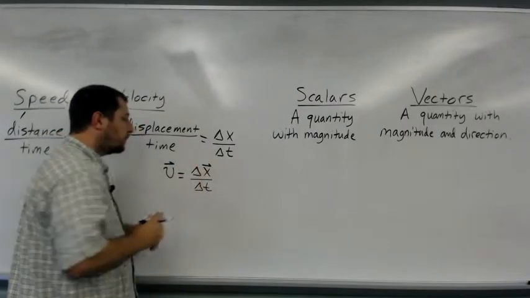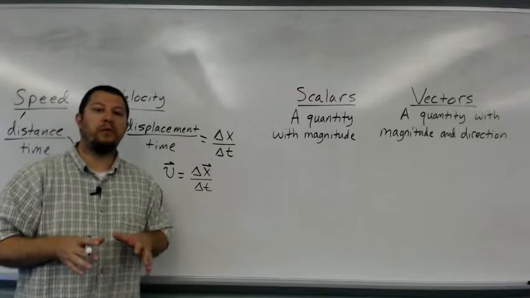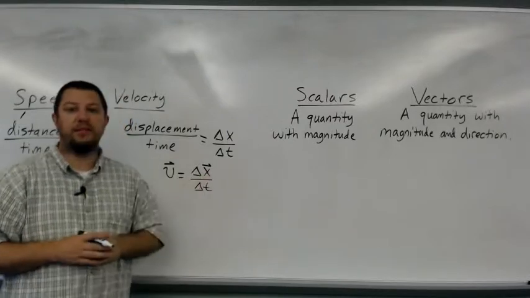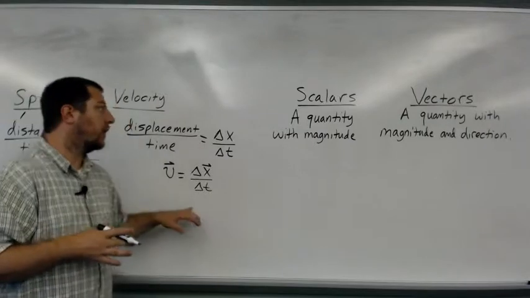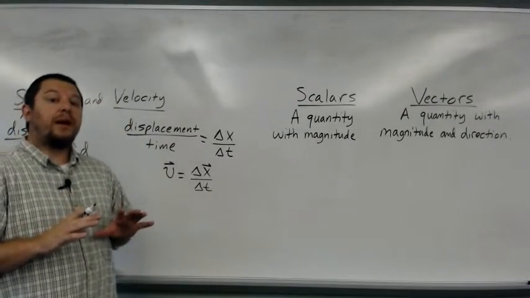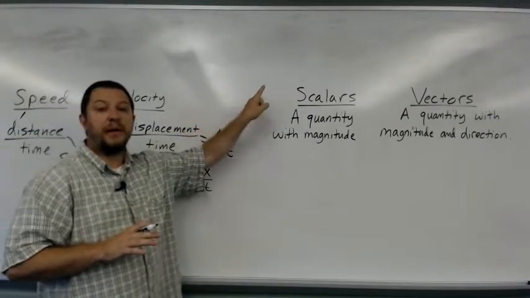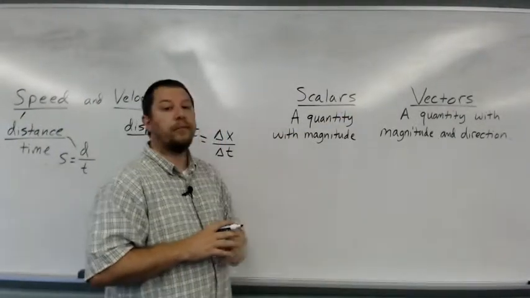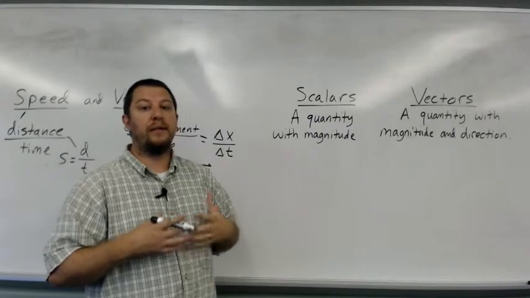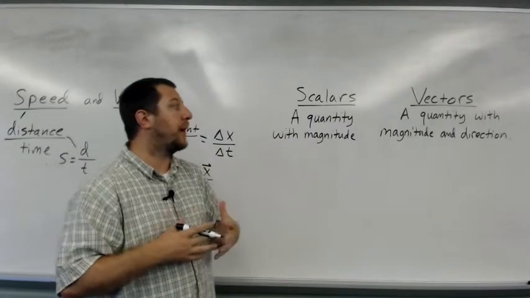Now, I'm going to do something that I did in the last video, and I'm going to draw these arrow figures over my velocity and my displacement. Now, what are these arrows? What do they represent? Okay. To answer that question, we have to talk about the difference between scalars and vectors. Now, a scalar is simply a quantity with magnitude. Okay, it's a measurement with magnitude.